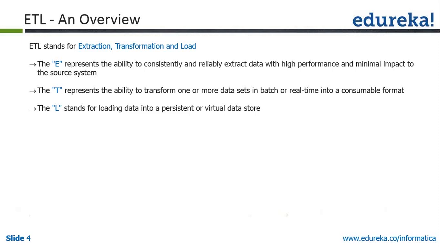Whenever we are extracting data, the source system from which we are extracting is bound to have some load on it. So we should make sure that there is minimum impact to the source system. And then the T represents the ability to transform one or more data sets in batch or real time into a consumable format, right? And the L stands for the loading into the persistent or a virtual data store.